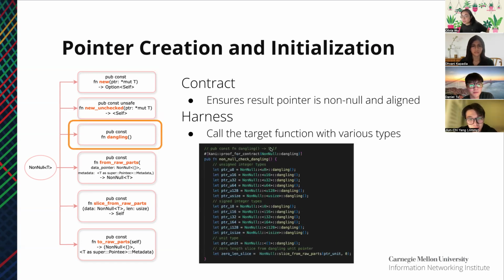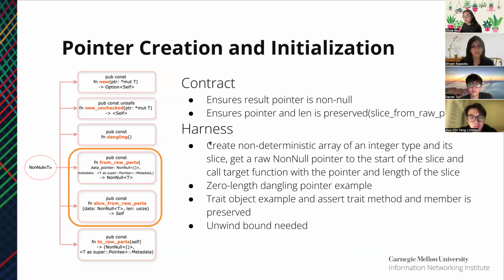And so the next one is the dangling function. So for the dangling function, we want to ensure that the resulting pointer is non-null and also aligned. And then for the harnesses, we try to create as many data types as possible by calling the function on the different types.